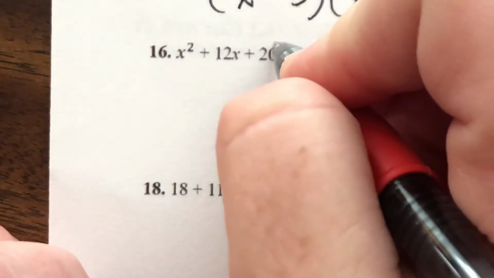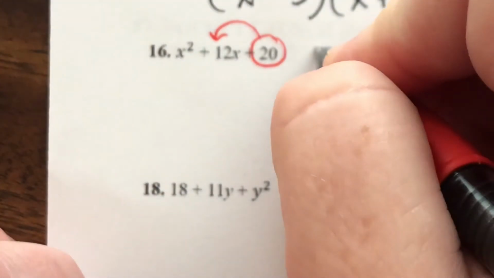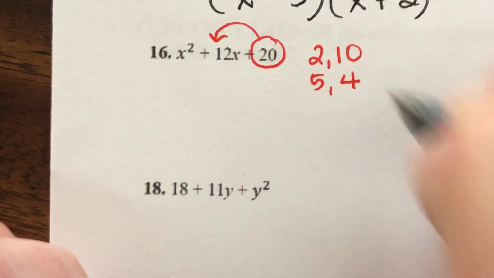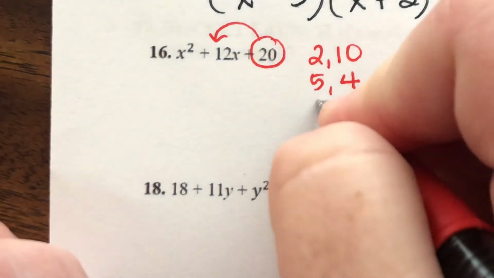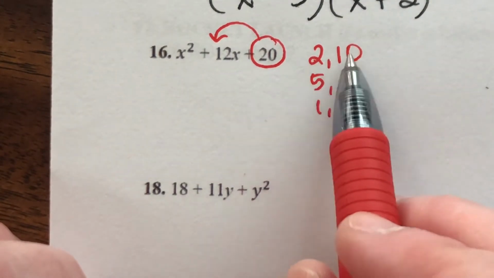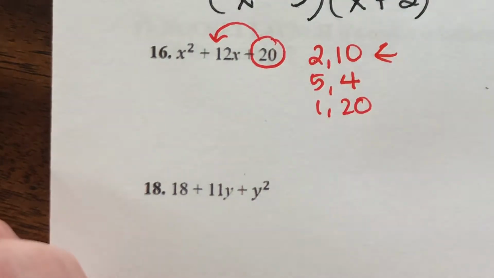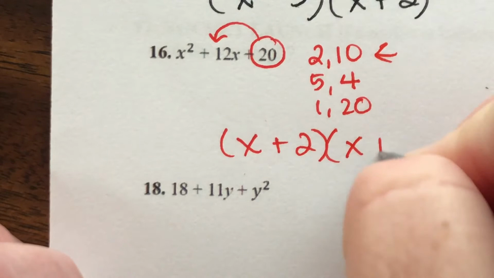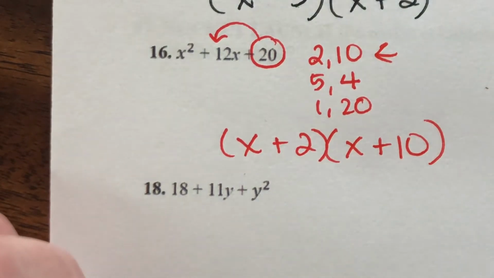Next, factors of 20 that add up to 12. So I've got 2 and 10, 5 and 4, or 1 and 20. Which of those adds up to 12? 2 and 10. So my answer is x plus 2 times x plus 10. Positive 2, positive 10.